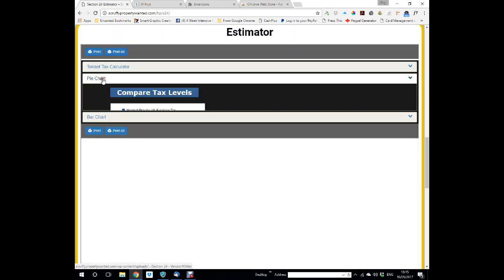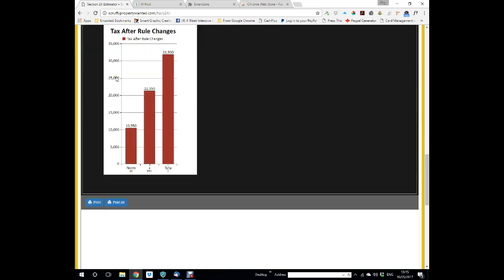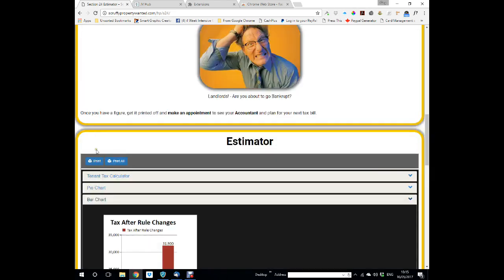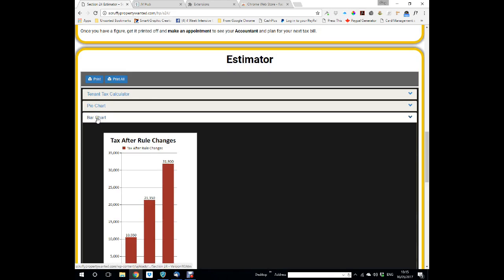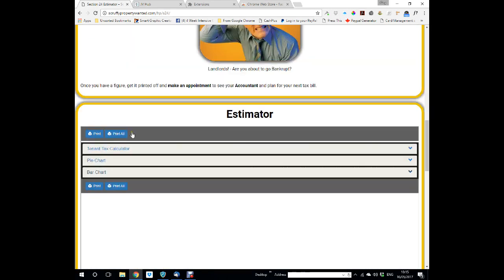If you don't like pie charts and you'd like a bar chart, you can click on here as well if you hold your mouse over it. So after the rule changes, your tax bill's going to go to approximately £10,550. Now these figures cannot be exact because we don't know your individual circumstances, but it's an estimation.